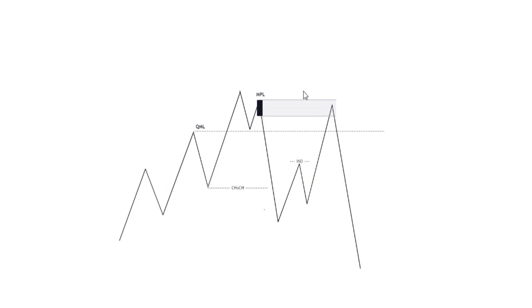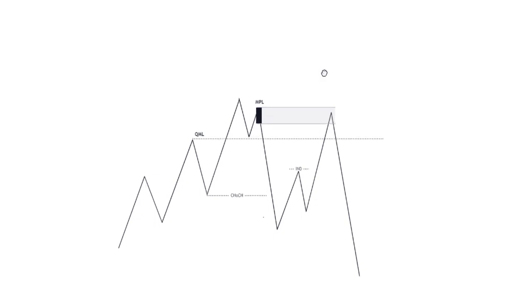So this is what the QML pattern looks like. And if you want to go long, this is just the flip of this, okay? I hope you understand that. I won't like to waste time explaining that because this is just the flip of this.